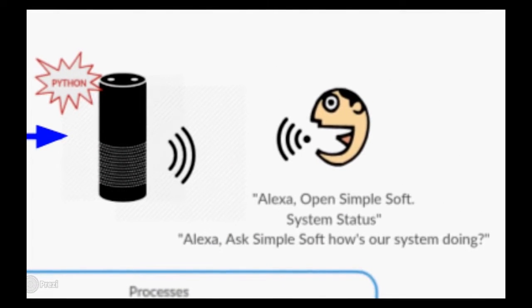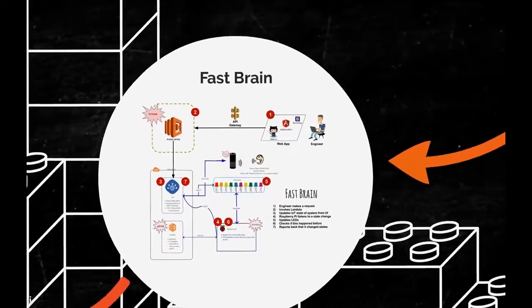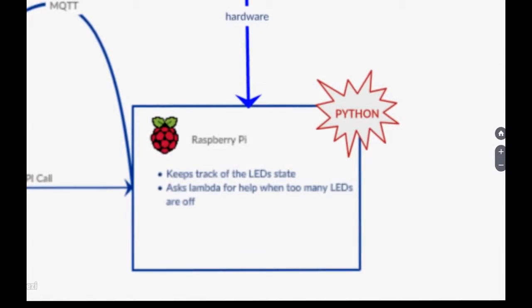We have Alexa, which we integrated to ask about the status of our system, and obviously we have LEDs that represent subsystems and the system overall. So this is the overall architecture, and let me give you guys a demo.